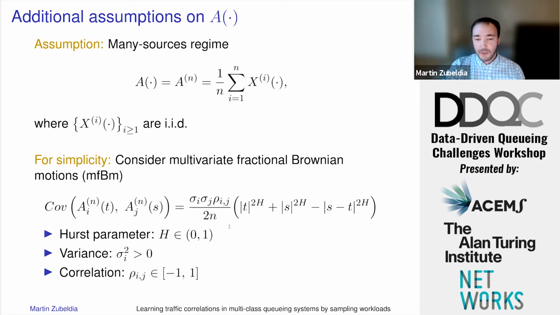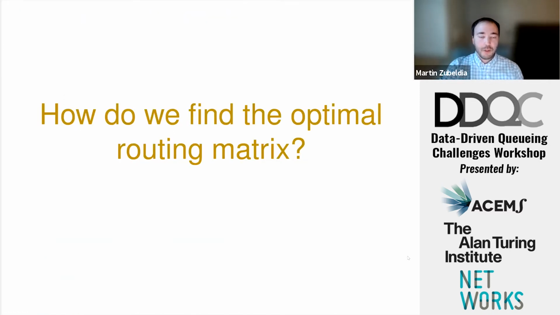And here, as with Gaussian random variables, we have some variance for the process and correlations between the different coordinates of the process. So the processes themselves can be correlated. So the issue still stands. How do we find this optimal routing matrix when we assume the arrivals to be Gaussian?